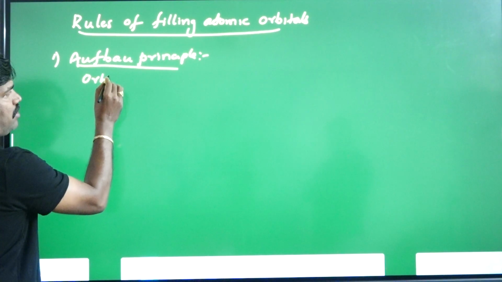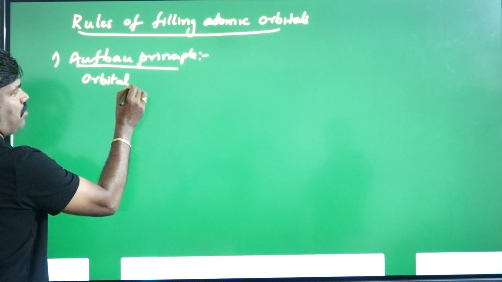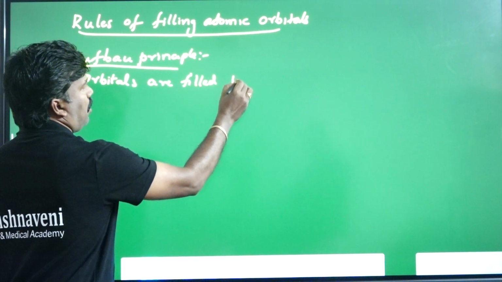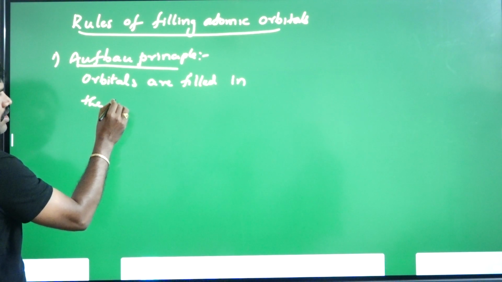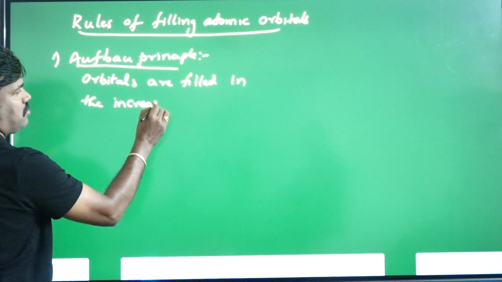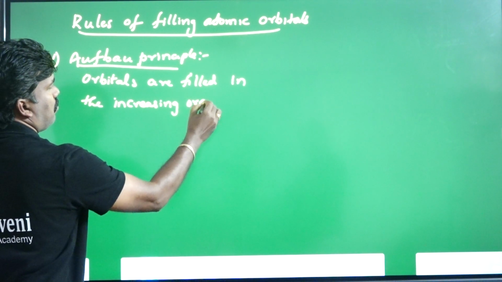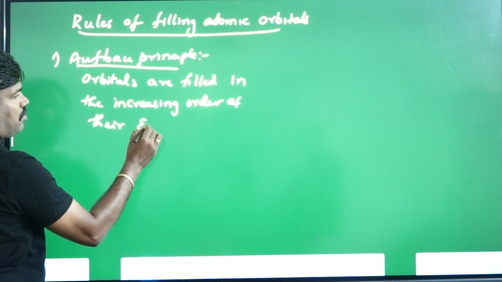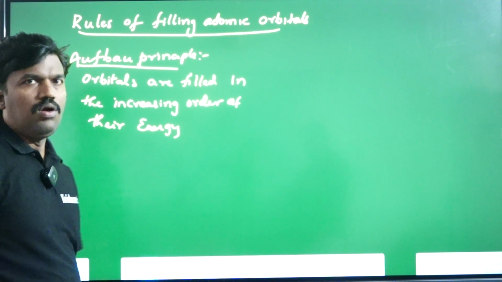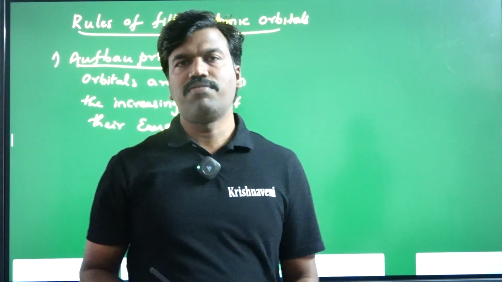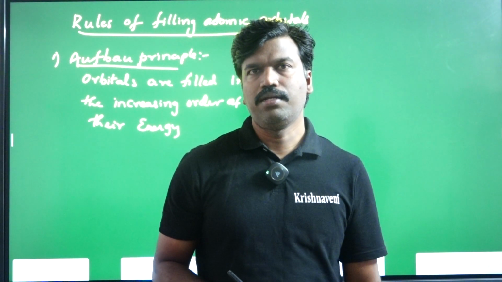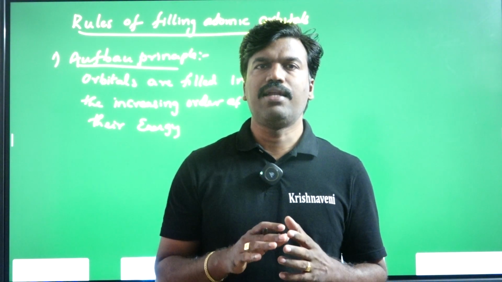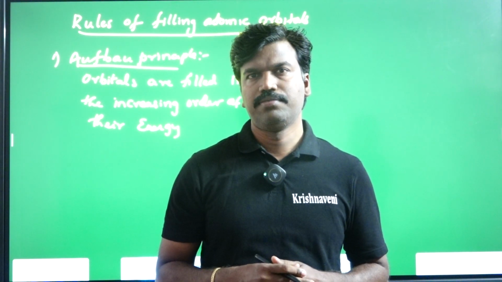Orbitals are filled in the increasing order of their energy. That is the Aufbau principle, which means low energy orbital is filled first. Then only electron will enter into high energetic orbital.